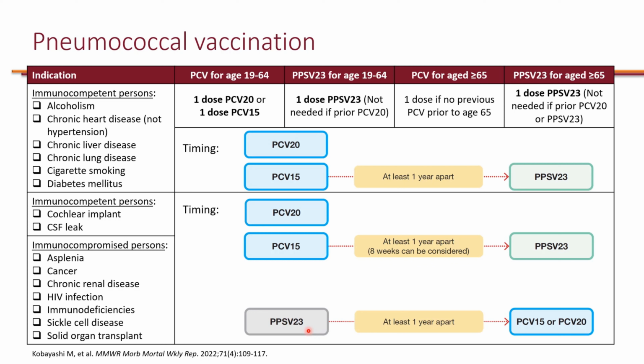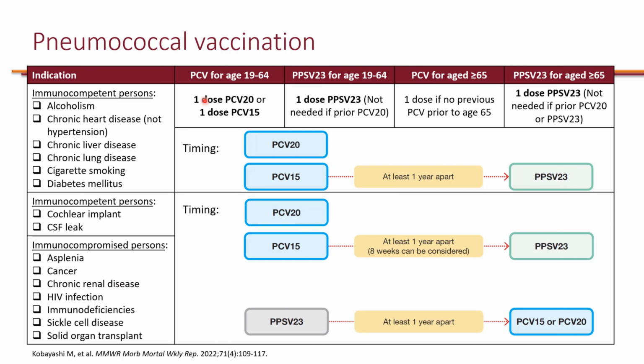Now, let's take a look at those with risk factors. I have broken the risk factors into 3 categories. The first category is immunocompetent. These are just comorbidities. The second group are still immunocompetent, but they have some conditions that could expose them to Streptococcus pneumoniae entering the brain and developing meningitis. So this is relatively higher risk than the first group. And then the last is immunocompromising conditions, so things like asplenia, cancer, HIV, transplant, and other things on the list.